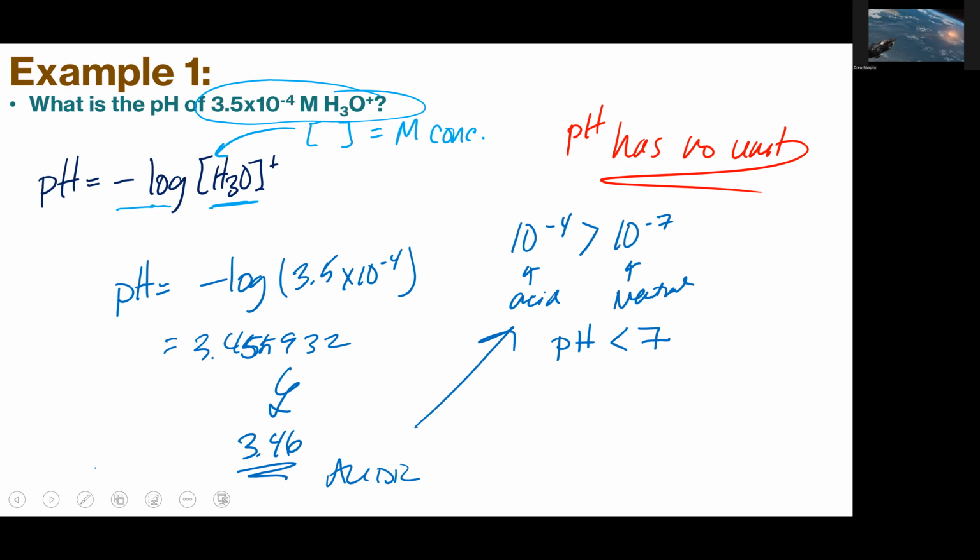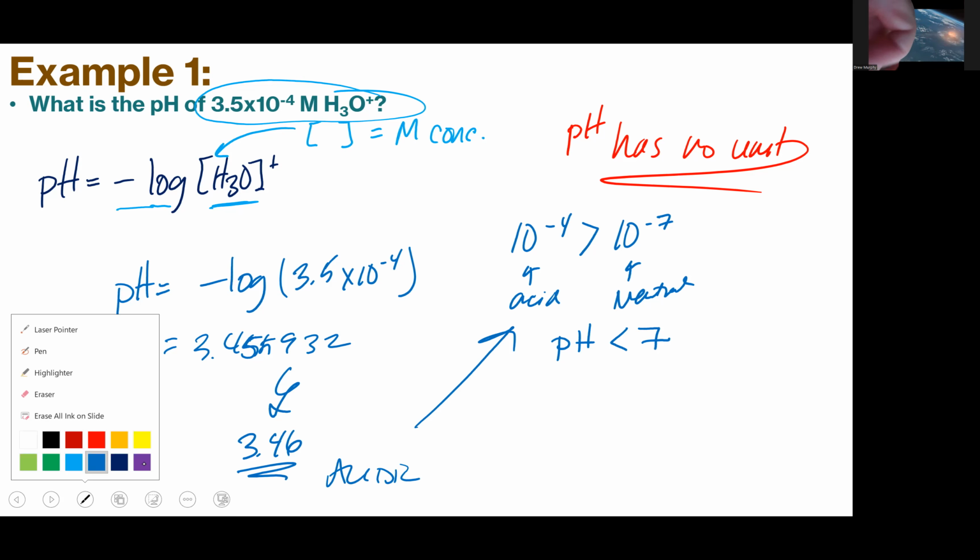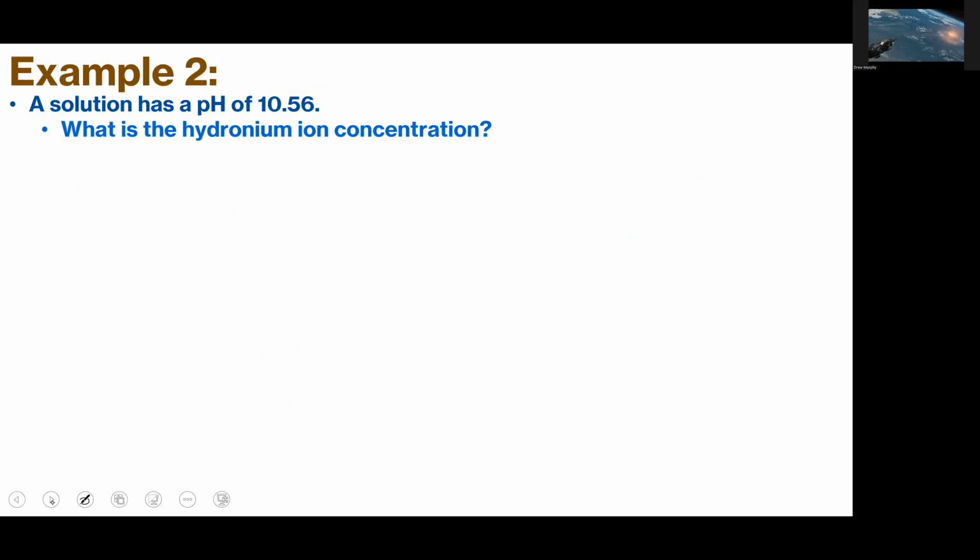Let's do another one. A solution has a pH of 10.56. What is the hydronium ion concentration? Again, we need to write our pH equation. pH equals minus the log of H3O plus. Now we're looking for H3O plus, which means we need to figure out how to get rid of the log.